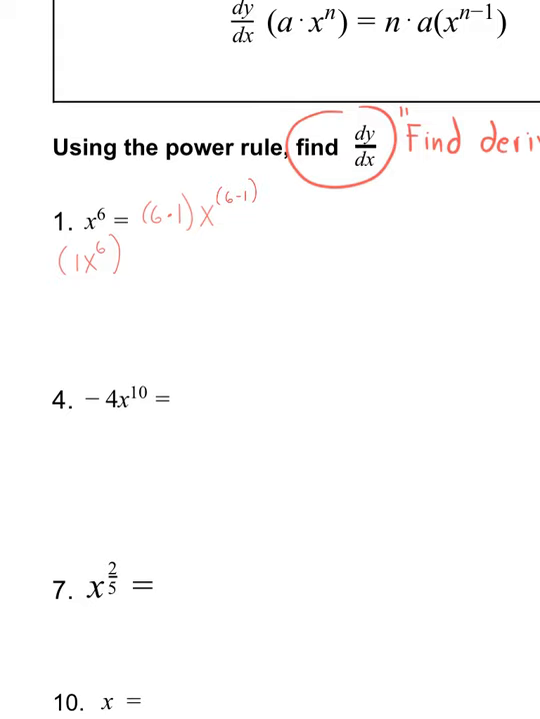Okay, so now 6 times 1 gives us 6, and then we have x, and 6 minus 1 gives us an exponent of 5. So using the power rule, the derivative of x to the 6th is 6x to the 5th. We multiply that exponent times the coefficient and put it in front, and we subtract 1 from the exponent. Remember, every time you take the derivative, the degree goes down by 1. So that's it. That's the power rule. It's much easier than that big, long, messy formula we did at the start of this.